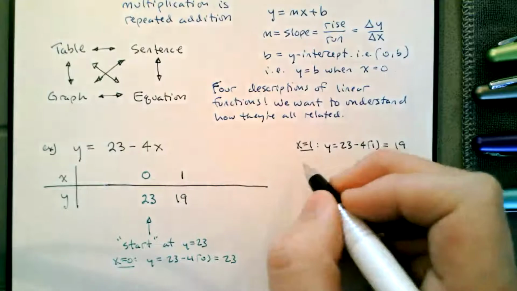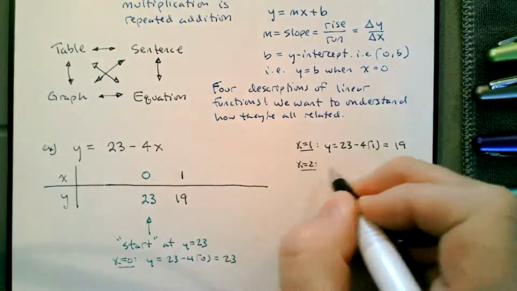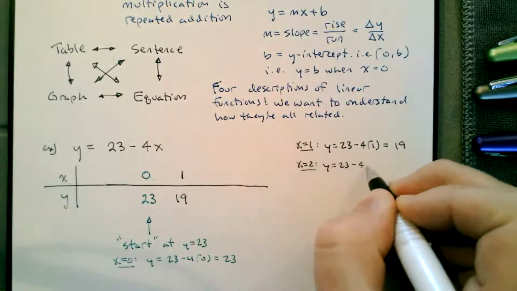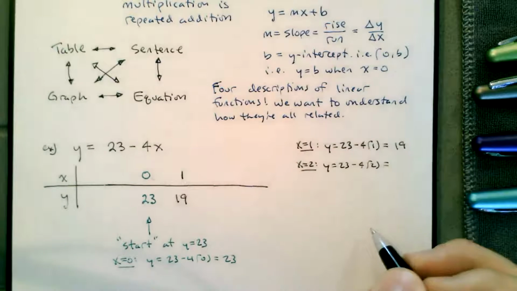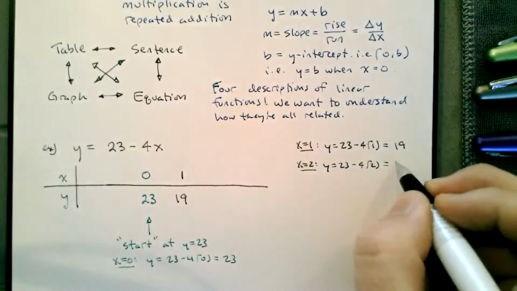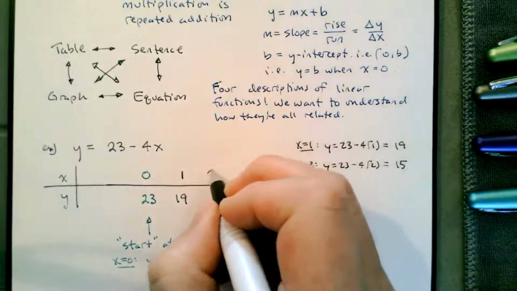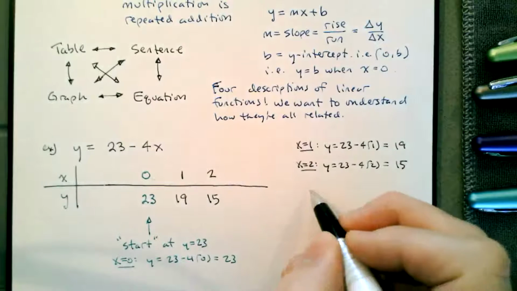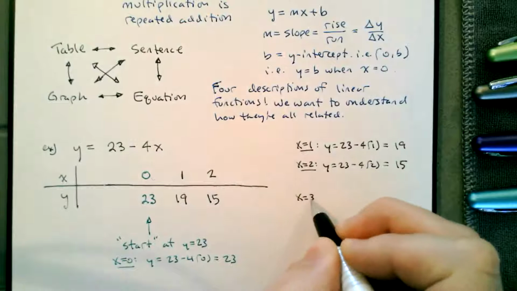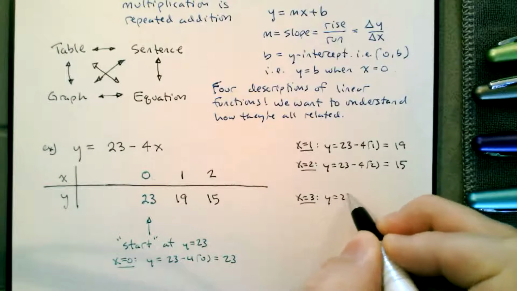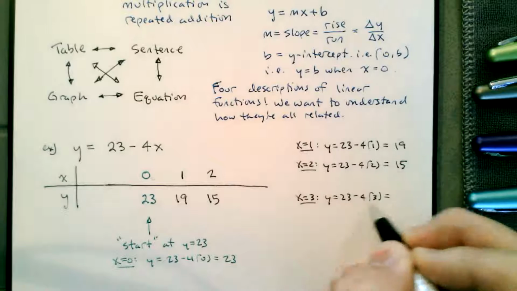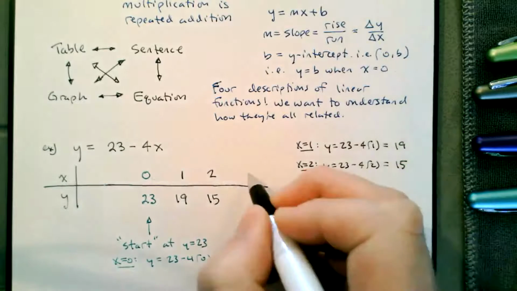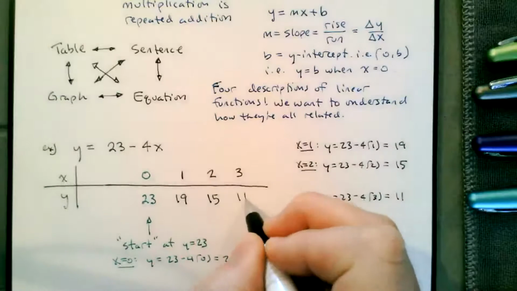Let's plug in 2. If x is equal to 2, we get y is equal to 23 minus 4 times 2. 2 fours is 8, and 23 minus 8 is 15. All we're doing is simplifying things with the order of operations. And if I plug in x equals 3, I'm going to leave a space for stuff. Y is equal to 23 minus 4 times 3. 23 minus 12 is 11. So when x is 3, y is equal to 11.